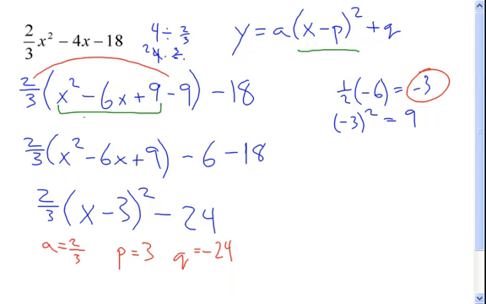And then finally, the 3 and the negative 24, what does that tell me? That's going to be the vertex. So when you think about this function, what it's really going to do is have a spot at 3, negative 24, like down here somewhere, and it's going to open up. So it's going to be a vertex down here at 3, negative 24.